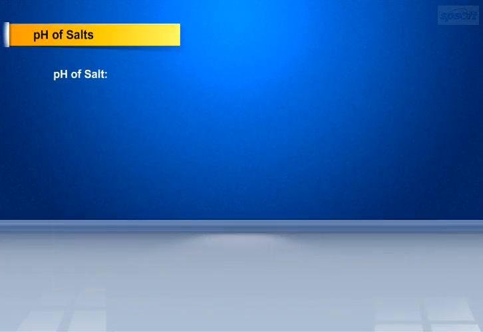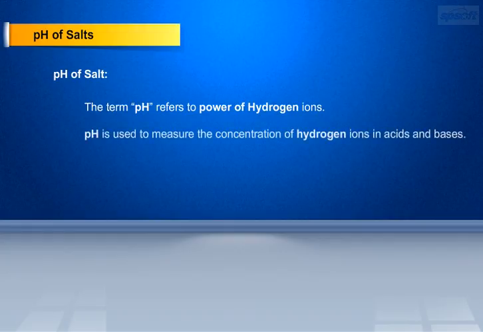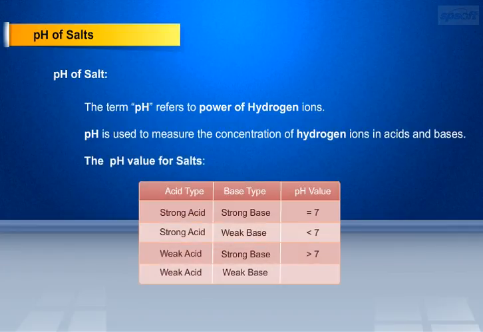pH of salt. The term pH refers to power of hydrogen ions. pH is used to measure the concentration of hydrogen ions in acids and bases. The pH values for salts are: when a strong acid reacts with a strong base, then the pH value of the solution is equal to 7. When a strong acid reacts with a weak base, then the pH value of the solution is less than 7. When a weak acid reacts with a strong base, then the pH value of the solution is greater than 7.